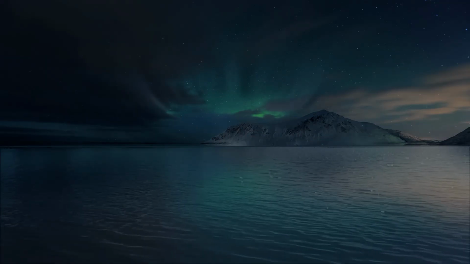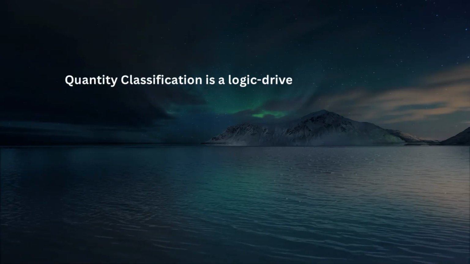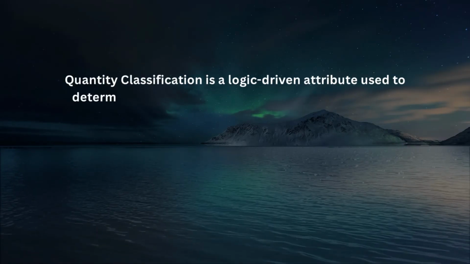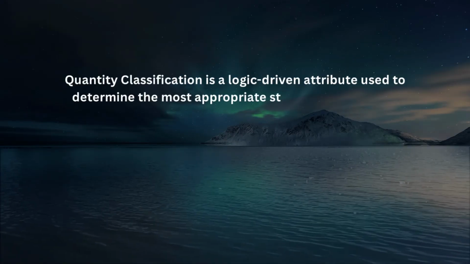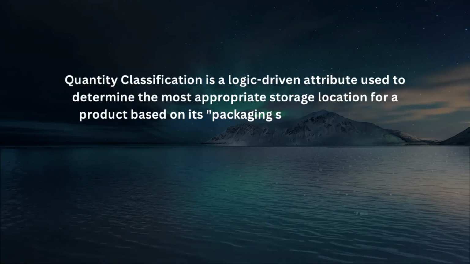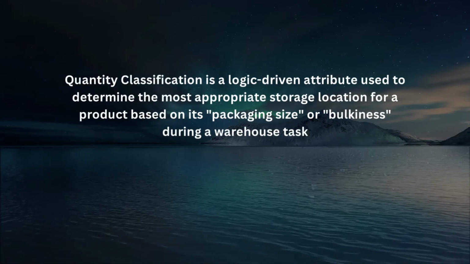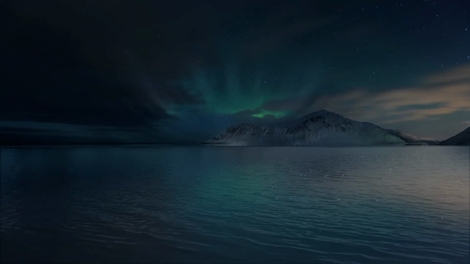In SAP EWM, quantity classification is a logic-driven attribute used to determine the most appropriate storage location for a product based on its packaging size or bulkiness during a warehouse task. Think of it as a translator. It takes a technical unit, like PAL, and turns it into a storage instruction, like, put this in the heavy-duty rack.